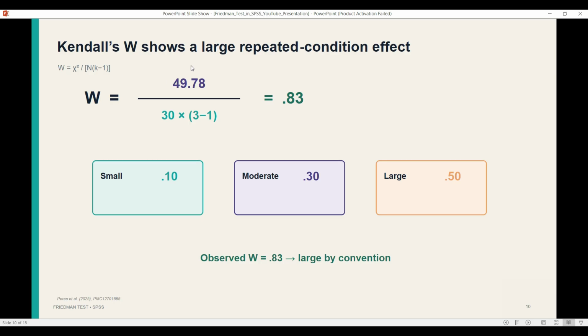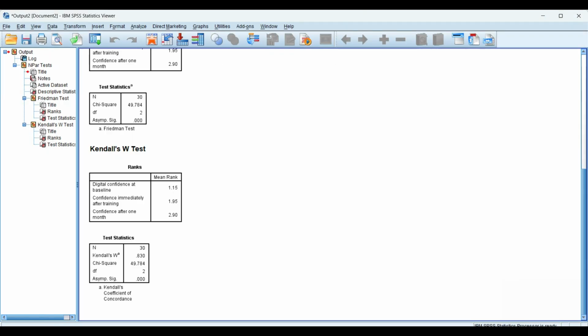So we will divide the chi-square by the number of observations multiplied by the number of treatments, basically three groups, minus 1. So we will get this value as Kendall's W. This is a very large value because it is also greater than this one. So it means there is a large improvement, a very large improvement.